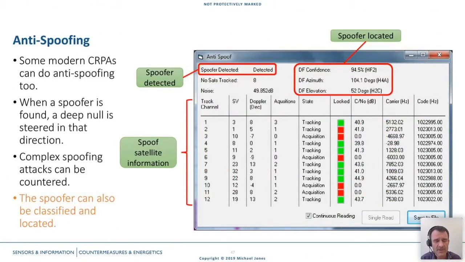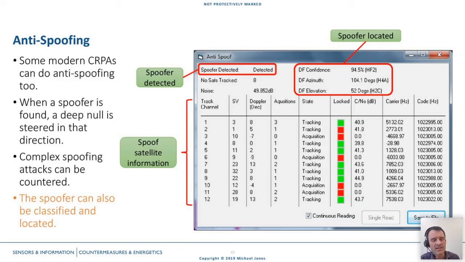So here's an example of anti-spoofing on an anti-jam antenna. This is just an example of something that the user interface can show you. If you're familiar with looking at GPS receivers, you'll be familiar with some of this. We've got a load of lines there which are tracking channels. Each one of those tracking channels represents a satellite or a spoof satellite in this case. And so it's tracking every satellite it can find, including every spoof satellite it can find.